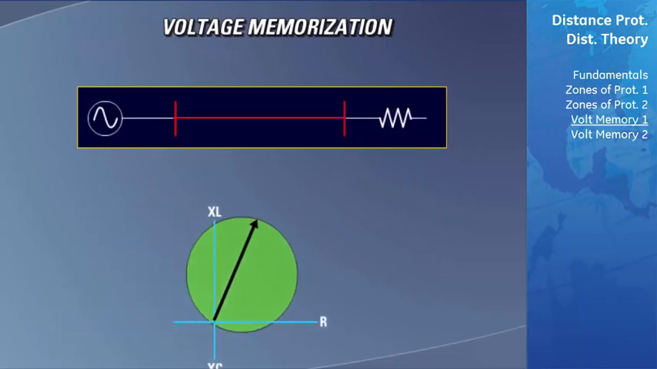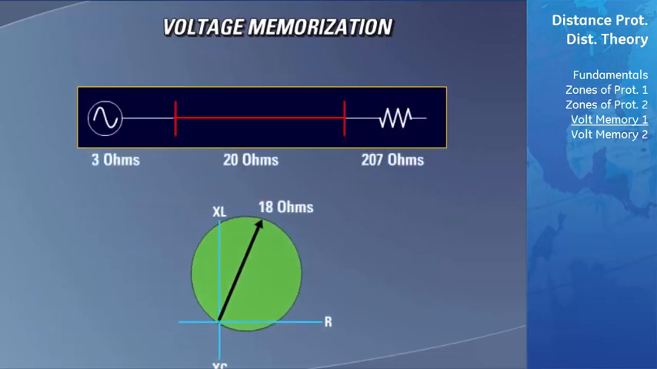You may now be wondering by how much the expansion mho characteristic will shrink or stretch the size of the mho circle. The D60 will always modify the size of the mho circle by a value that is equal to the source impedance of the power system.